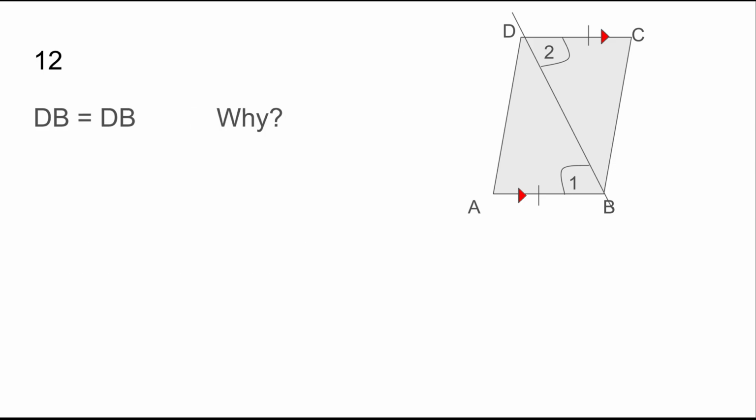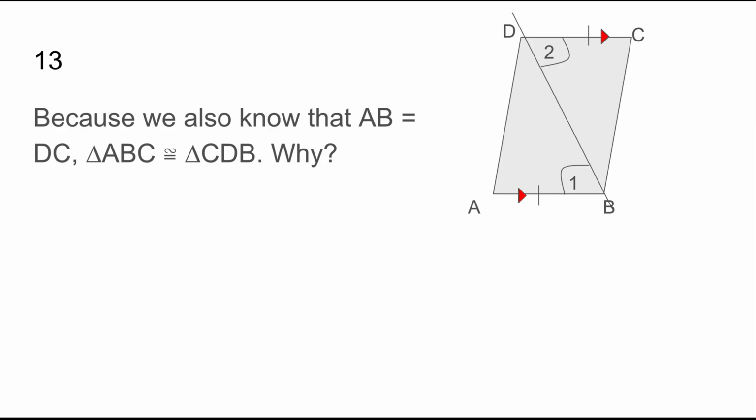DB equals DB. Anytime you see DB equaling the same thing on both sides of the equal sign, it's like a reflection, and it's called the reflexive property or the reflexive rule.